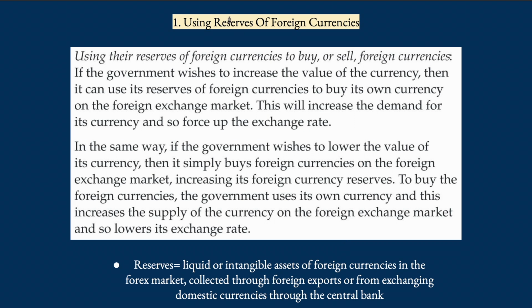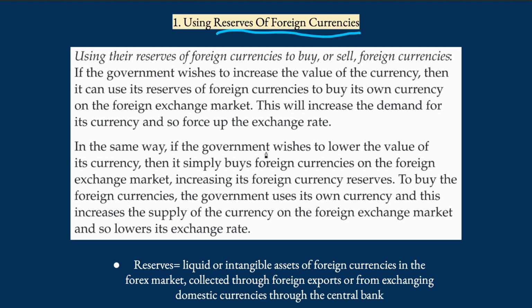All right, number one, using reserves of foreign currencies. And before we even get started on reading here, I want to point out I mentioned earlier, reserves of foreign currencies is essentially where countries have a reserve, which is like an intangible set amount of money in international currencies that aren't their own, in case they want to either buy or sell these foreign currencies for many reasons. For example, if the government wishes to increase the value of the currency, then it can use its reserves of foreign currencies to buy its own currency on the foreign exchange market, if they want to increase the value of domestic currency, that is. This will increase the demand for the currency and so force up the exchange rate, like we saw earlier in the video.